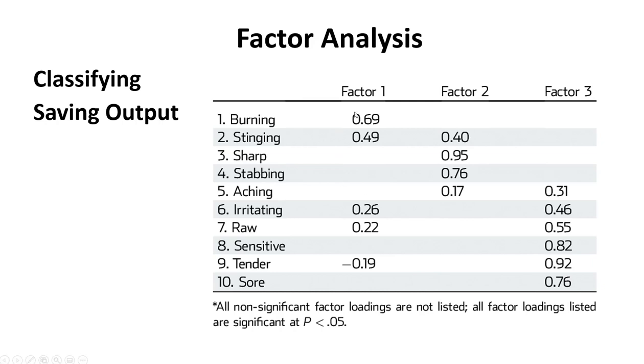We know what items belong to what factors, but also very importantly, we learn about what factors exist, and we can label them. We can use what we know about these items to label factor 1, burning and stinging. And we can think about labeling factor 2 based on the characteristics that loaded on it, sharp and stabbing. With factor 3, we can think about how to label it based on aching, irritating, raw, sensitive, tender, and sore. In this way, we have analyzed a number of independent variables, and we have learned about their underlying structure.